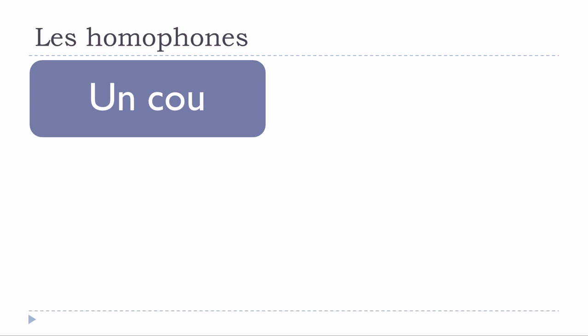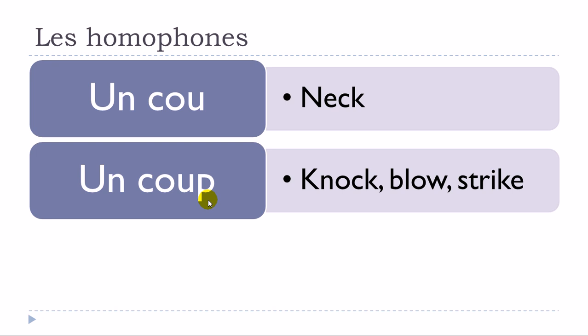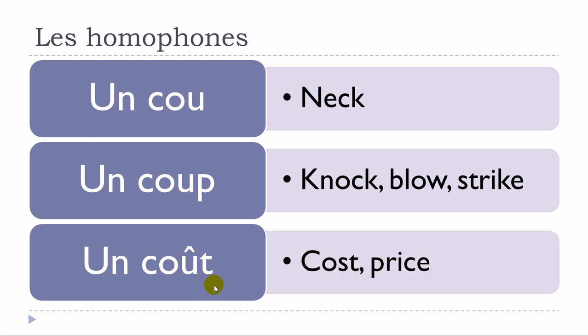Un coup. And then un coup. Alright, so you can see that you get this final P here, but then you don't pronounce it. And last, un coup. Okay, remember, accent circonflexe, you don't pronounce it. Final T, same thing, you don't pronounce it. Okay, so un coup, and then un coup, the same pronunciation.